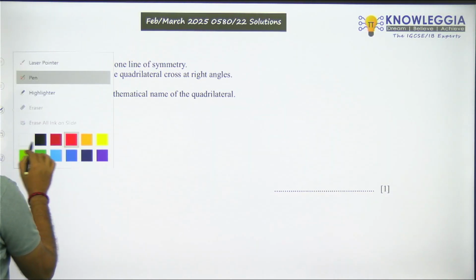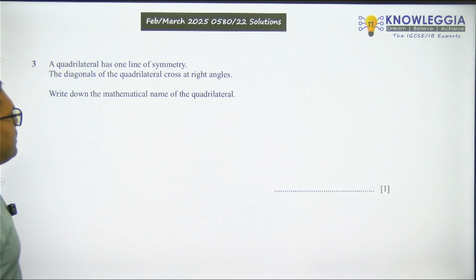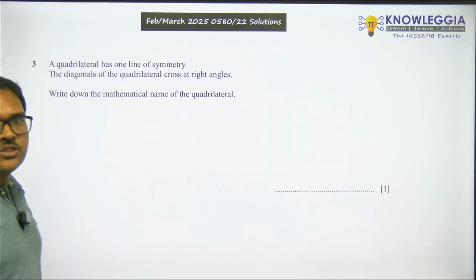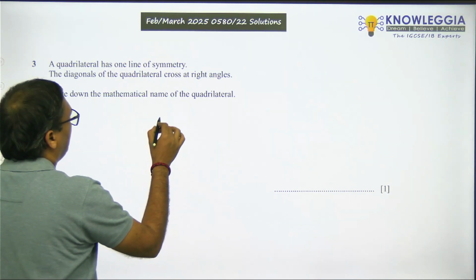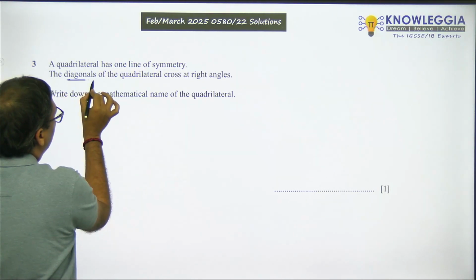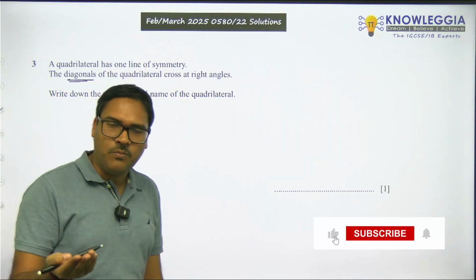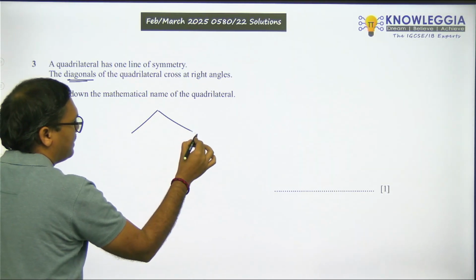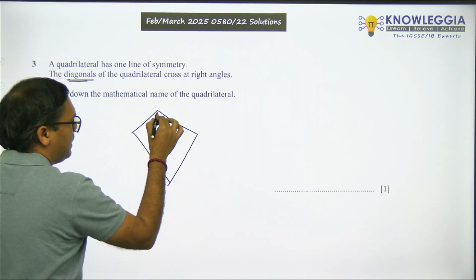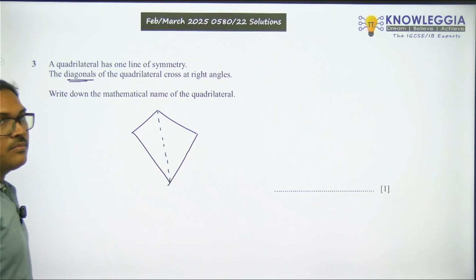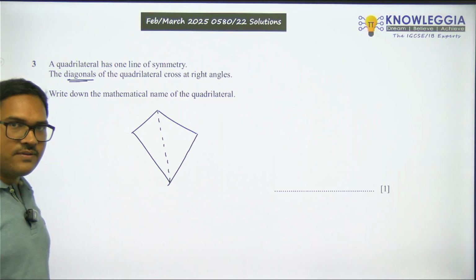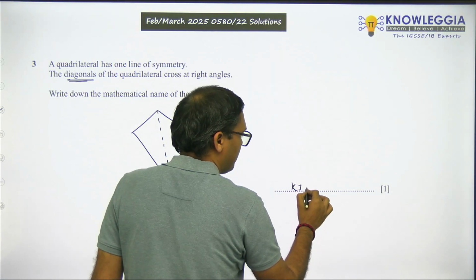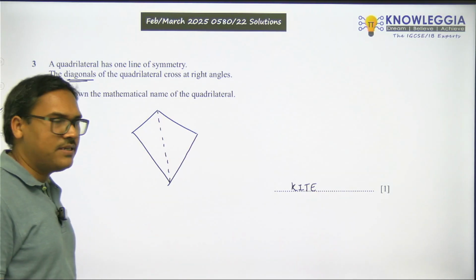A quadrilateral has one line of symmetry. The diagonals of the quadrilateral cross at right angles. Write down the mathematical name of this quadrilateral. So basically, when the diagonals cross at right angles, it will be either a rhombus or a kite. And if you have a kite like this, then in this there is only one line of symmetry, but in a rhombus there are two lines of symmetry, right? So what is the name of this? This is kite. Okay, this one is pretty easy.